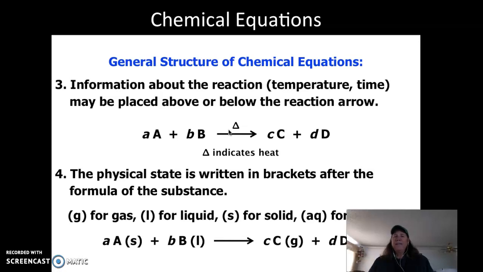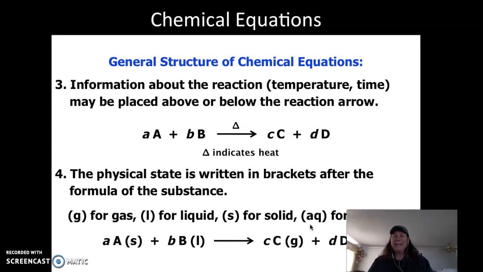And then the one thing you'll see, and I won't write them when I write it out, sorry, because it takes a long time, is you'll see little letters by them. Like if you see an S, that means its phase is a solid. L is a liquid. G is a gas. And then AQ. AQ means it's dissolved in water. So when you see those little things by there, don't get confused. It's just telling you what phase they're in.